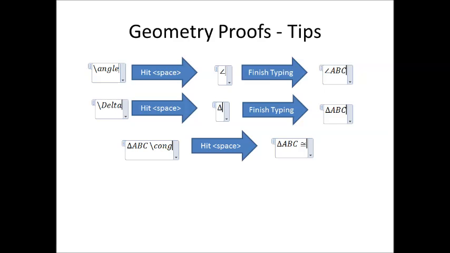Another important one for your geometry proofs is the congruent symbol. So here you can do \cong, C-O-N-G, and when you hit space, it'll turn into that congruent symbol.